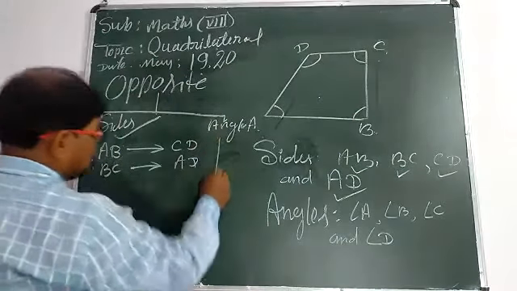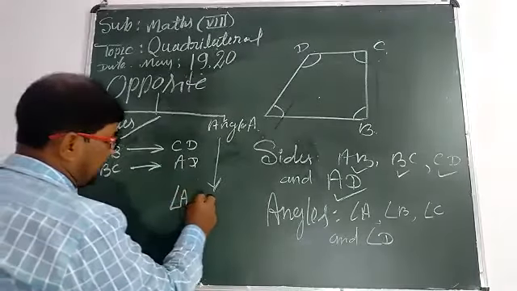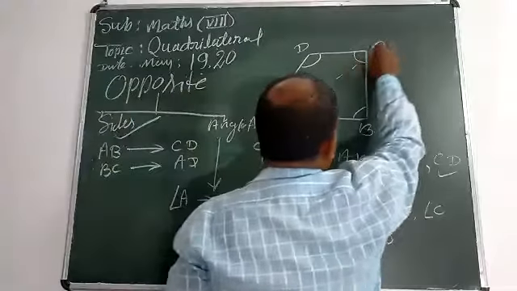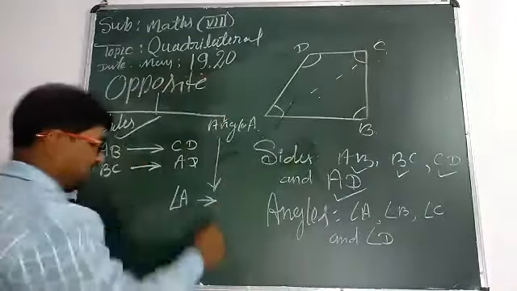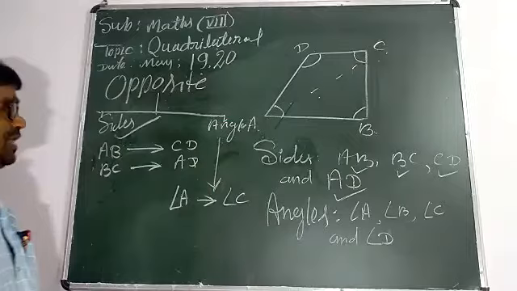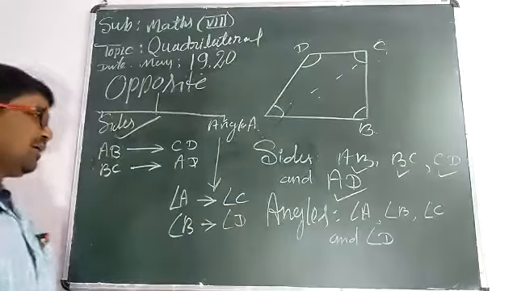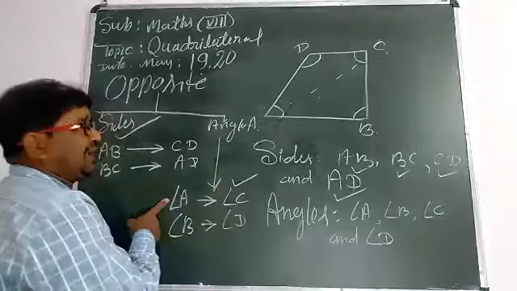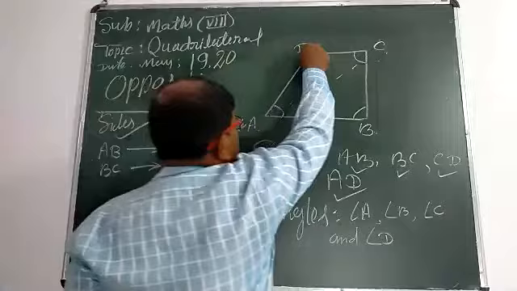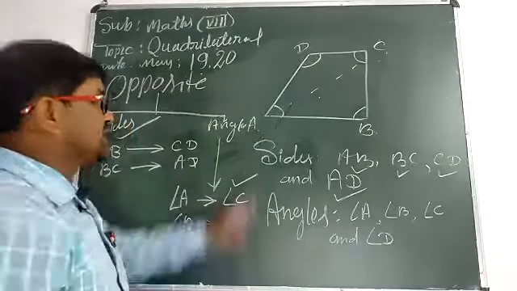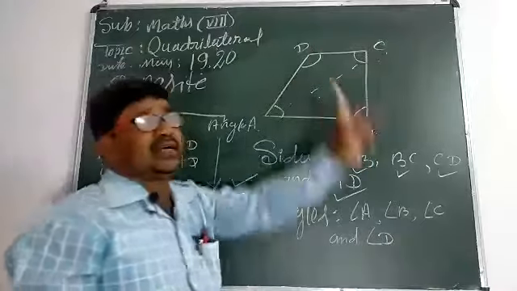Now opposite angles. Opposite angle of angle A is angle C. Opposite angle of B is angle D. Opposite angle of C is angle A. Opposite angle of D is angle B.